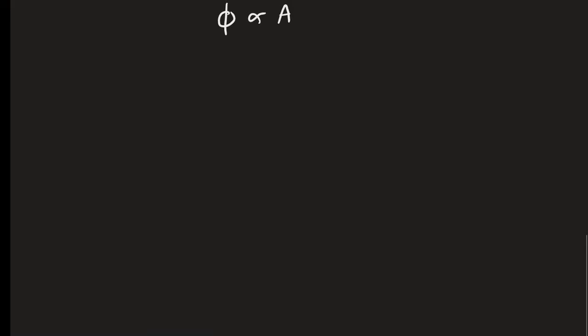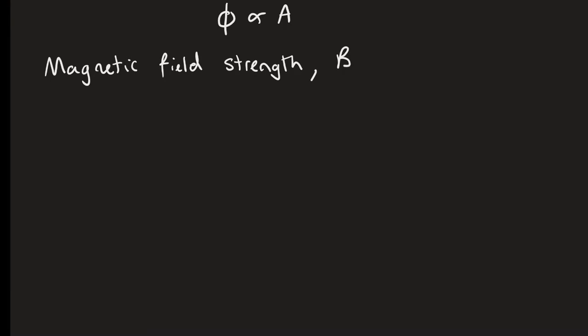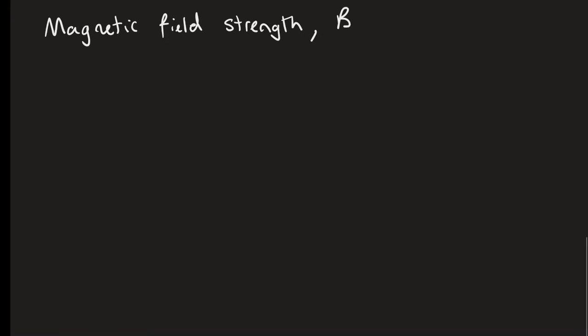The other factor to consider is magnetic field strength, which we represent with the symbol B. So we're going to need two fields of different strengths, and equal sized loops will be placed in them, one in each field, and we'll compare the flux through them.